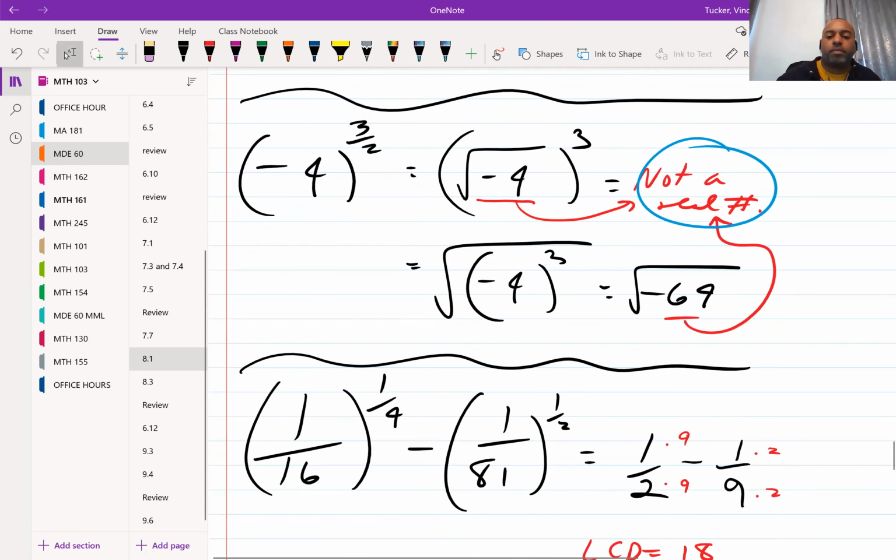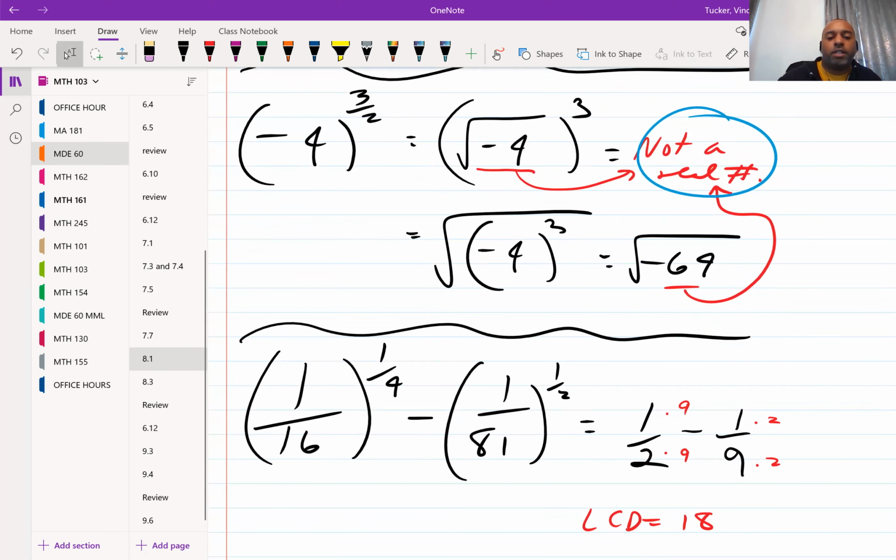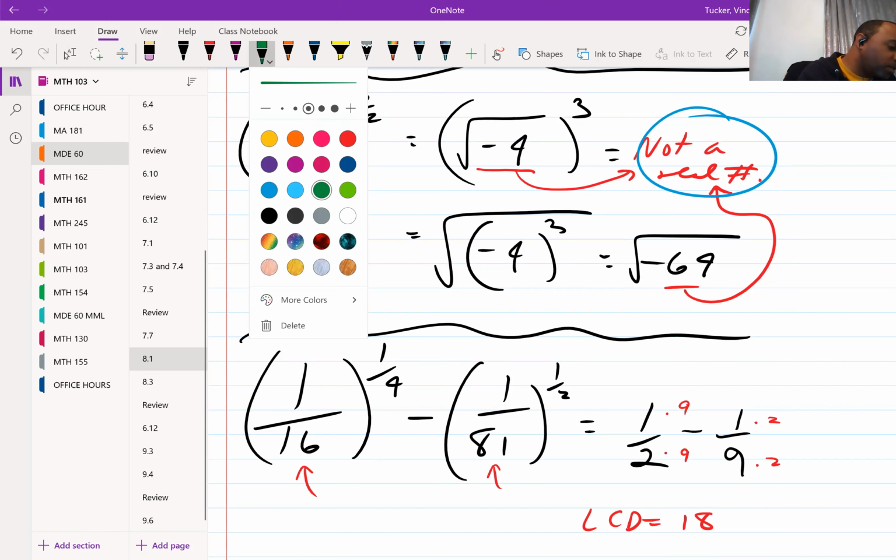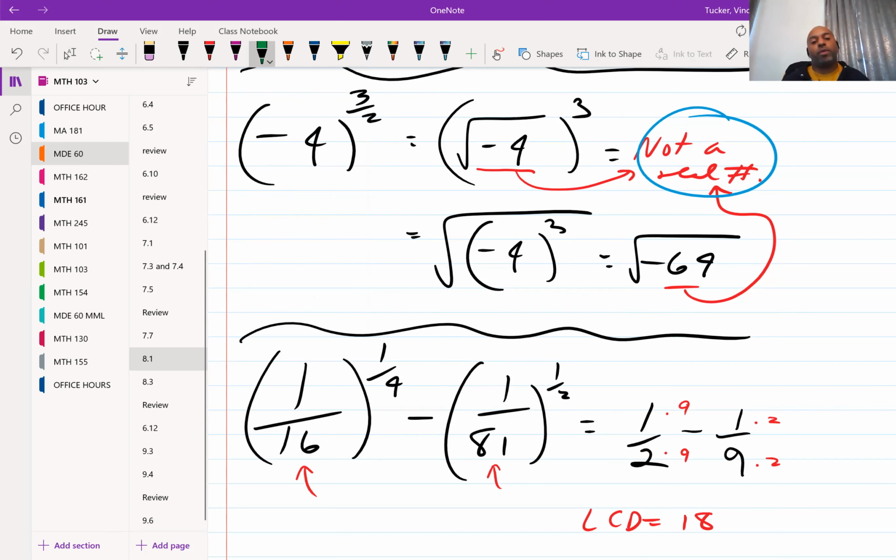All right, so the next one, 1/16 to the 1/4 power minus 1/81 to the 1/2 power. So you would take the 4th root of 16, the square root of 81. The 4th root of 16 is 2, so that's 1 half. The square root of 81 would be 9. So that's why you have 1 over 2 minus 1 over 9.